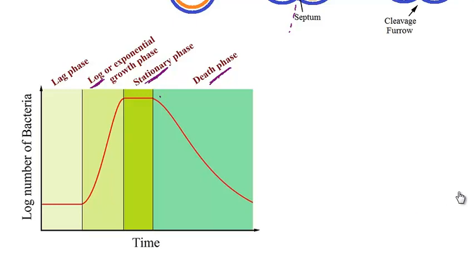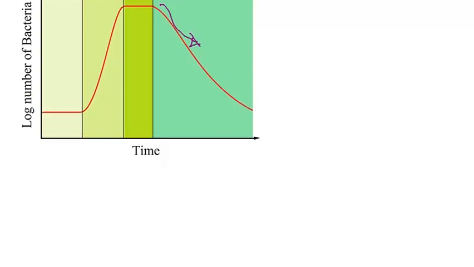And so that would be the death phase that is happening right there. All right, and then for the final part of this video, I would like to focus on the difference in the reproduction of eukaryotes versus prokaryotes.